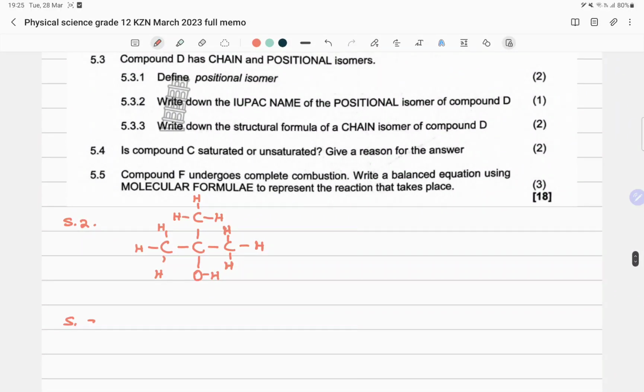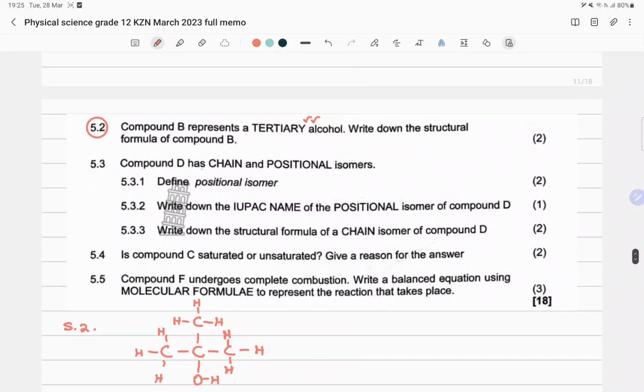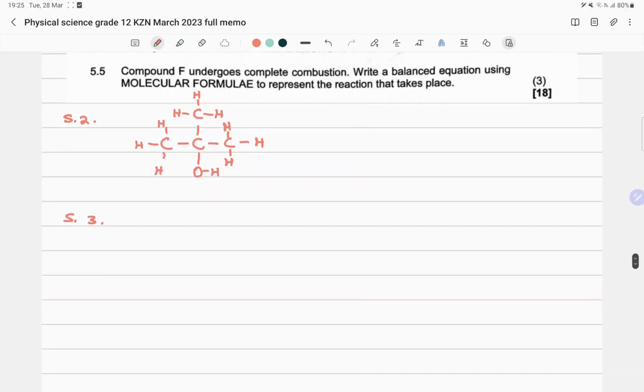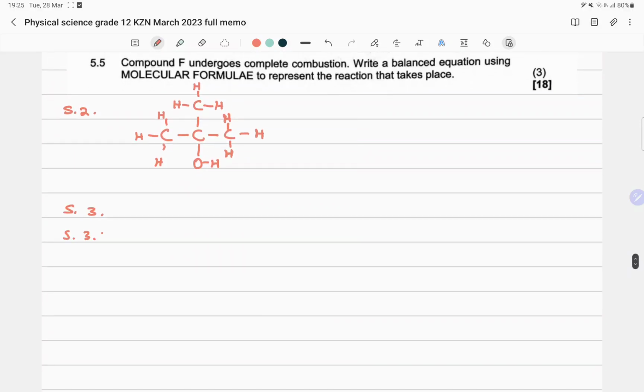So 5.3 says compound D has a chain and positional isomers. Define positional isomer. Oh, guys, can't you forgive me for this one if I don't do it?